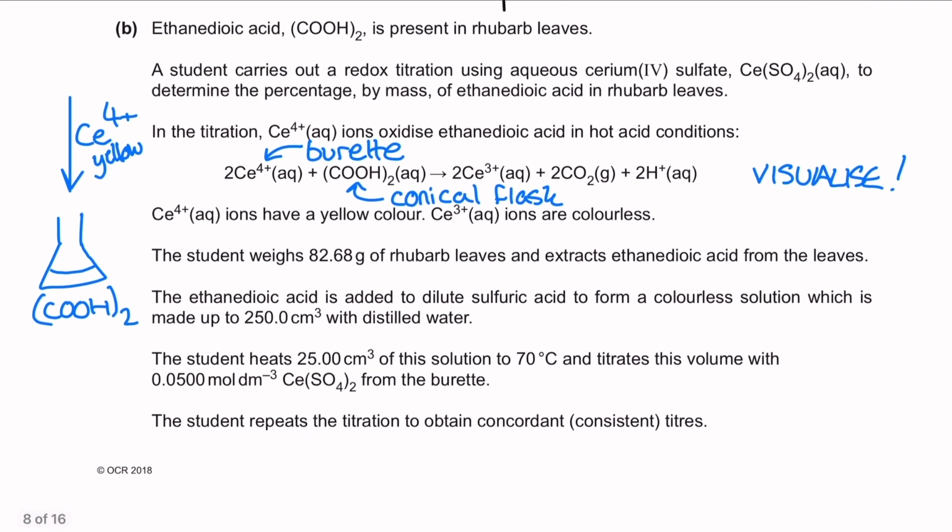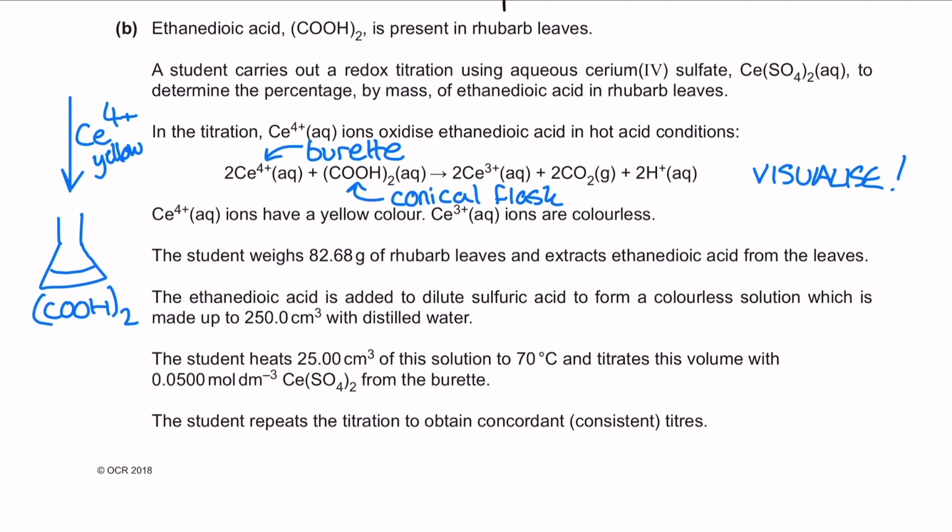Ethane dioic acid is present in rhubarb leaves. A student carries out a redox titration using aqueous cerium 4 sulfate to determine the percentage by mass of ethane dioic acid in rhubarb leaves. Spoiler alert, it's not a lot. Still quite dangerous. I think there's a recommendation that you shouldn't go around picking rhubarb leaves, for example. You shouldn't touch them, but it's not going to be a great percentage.